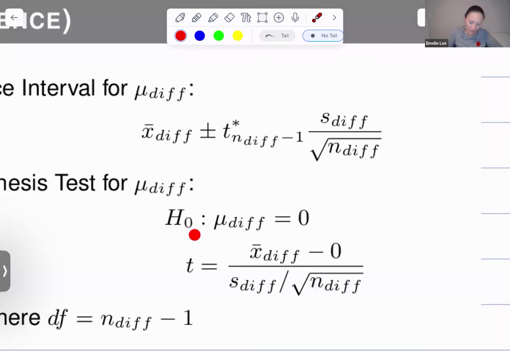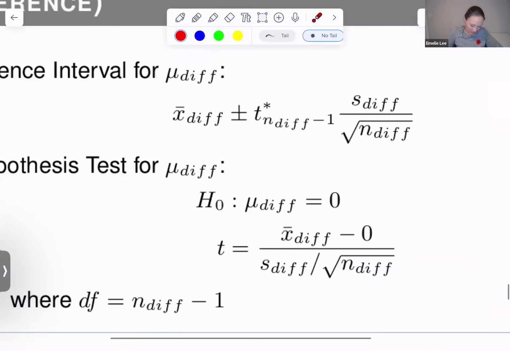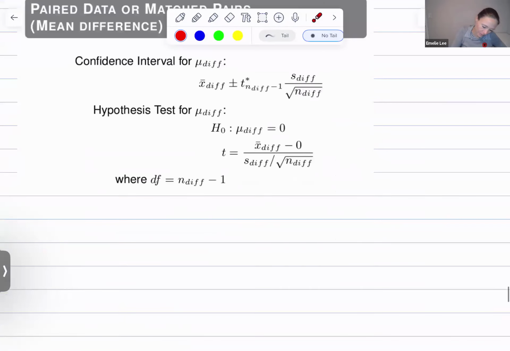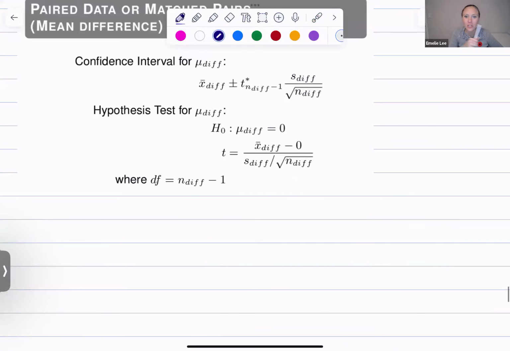Hypothesis test for mu diff. Like I said, the null hypothesis will always be that mu diff is equal to 0. Which brings us to step 2, our test statistic, x bar diff. How far is it from 0? That's always the case, so usually we don't even write the 0. I just wanted to show you that it was there. Divided by s diff over the root of n diff. And just as before, the degrees of freedom is going to be n diff minus 1.